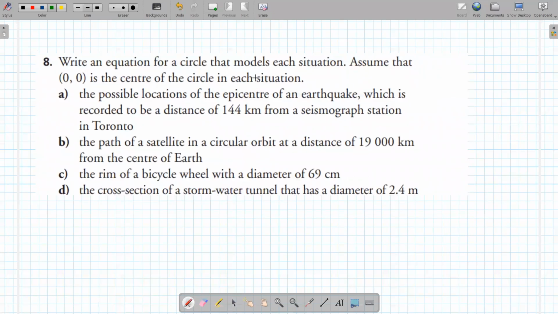Okay, write an equation for a circle that models each situation. Super simple question. The possible locations of the epicenter of an earthquake, which is recorded to be a distance of 144 kilometers from a seismograph station in Toronto.